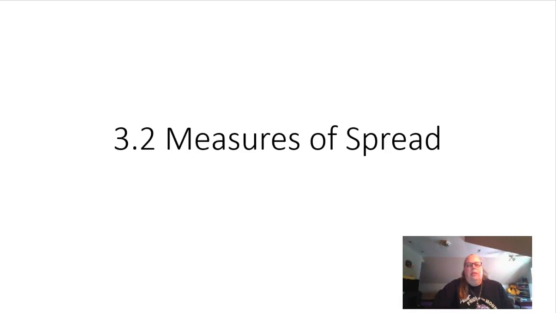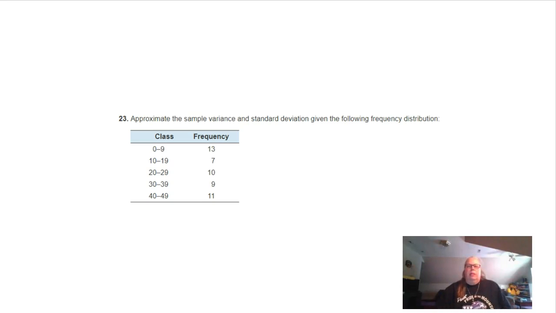Okay, this example goes with section 3.2, measures of spread, and what I'm going to do in this video is show you how to calculate the variance and the standard deviation from a grouped set of data. This problem, number 23, comes from page 120 in your textbook. We're supposed to approximate the sample variance and the standard deviation given the following frequency distribution. You see we have 5 classes and the frequencies to go with them.